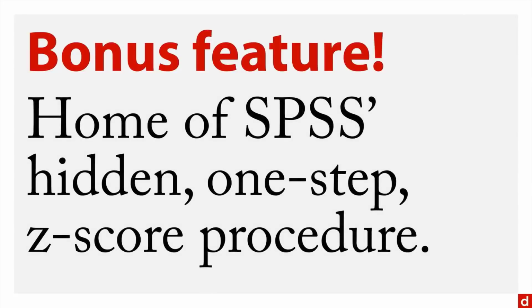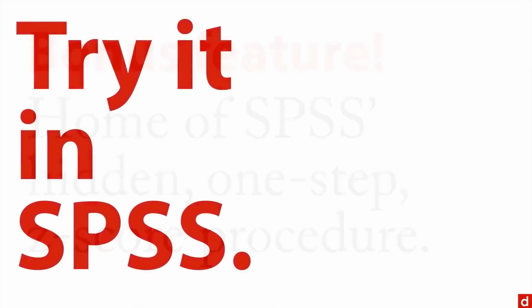Also, we have a bonus feature here in descriptives. Descriptives is the home of SPSS's top secret hidden one-step Z-score procedure. I've seen people knock themselves out trying to get Z-scores by getting standard deviations and means. You don't have to do any of that. You click one button and you're done. But let's try it in SPSS and I'll show you how it works.